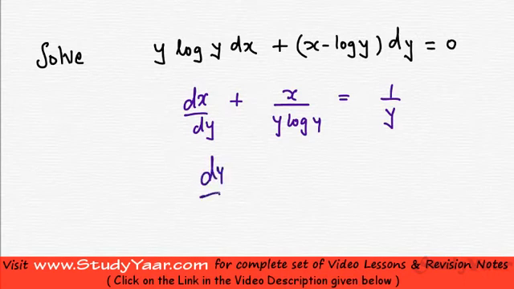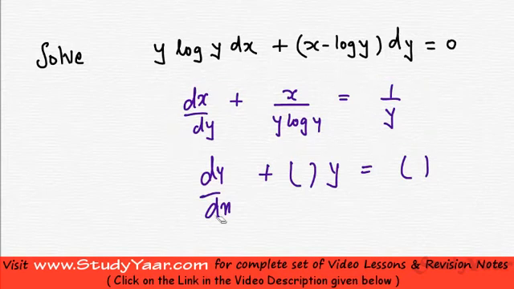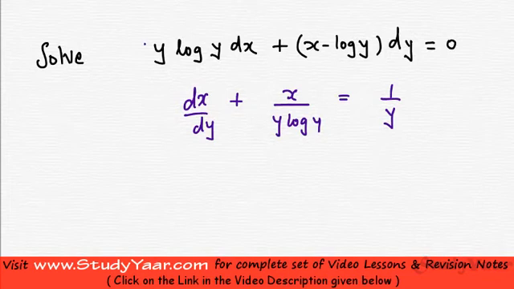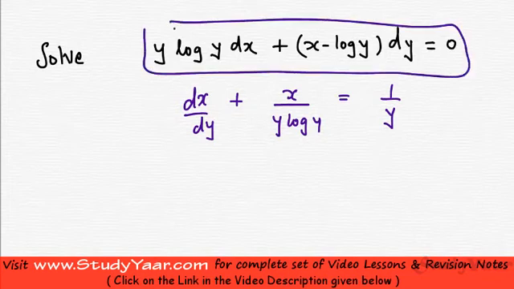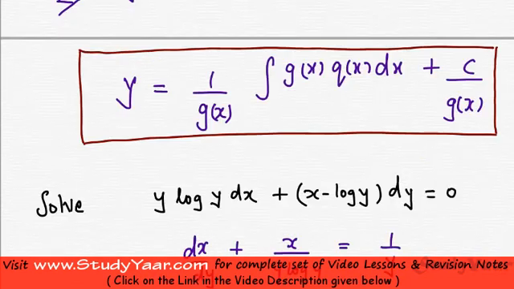If it is dy by dx, then you should have plus something which is totally a function of x into y is equal to something which is totally a function of x. If it is dx by dy, it is the other way around. So this is my linear differential equation which I get by simplifying this. I know the solution for this. What is the solution? Solution is given over here.